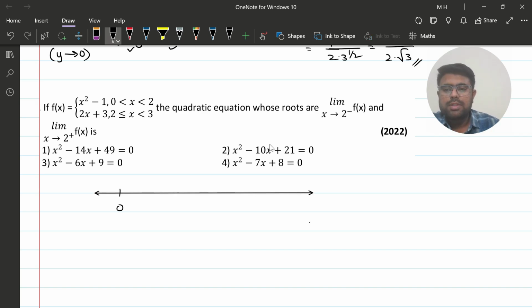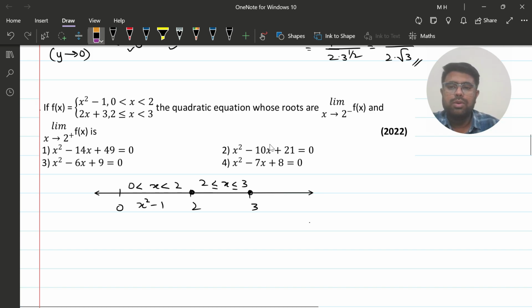Between, this is 0, let's say this is 2, and let's say this is 3. When x is between 0 and 2, the function is x square minus 1. When x is between 2 and 3, including 2, excluding 3, the function is going to be 2x plus 3.